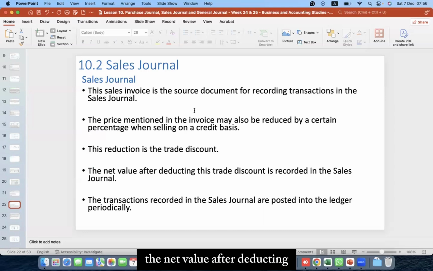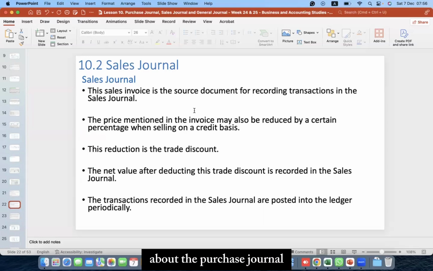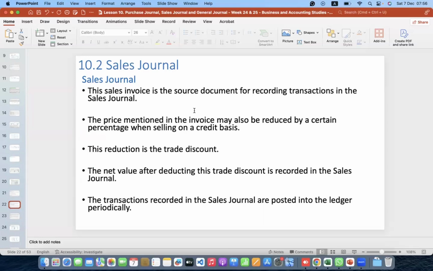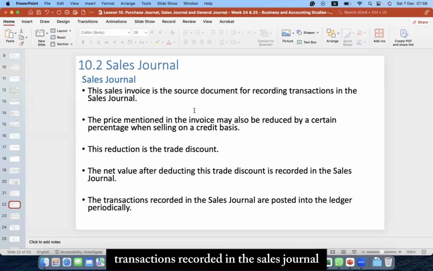The net value after deducting the trade discount is recorded in the sales journal. So similarly, when we were studying about the purchase journal also, we recorded that value after deducting the trade discount. Transactions recorded in the sales journal are posted into ledger periodically.